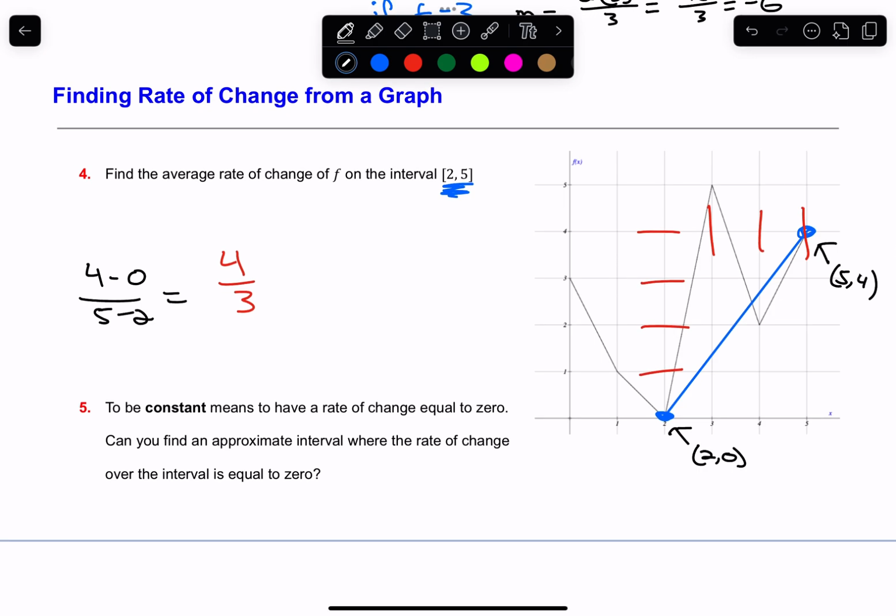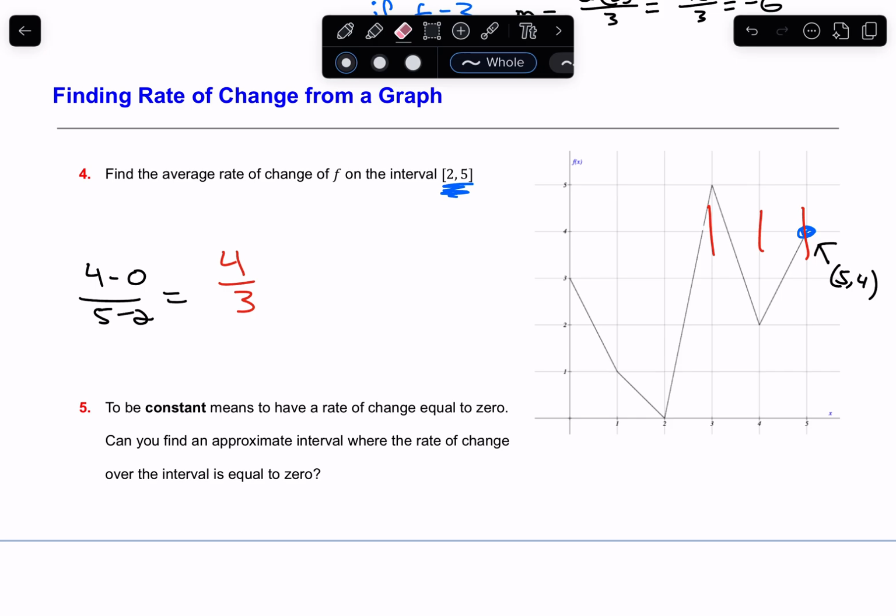All right, so now question 5 says to be constant means to have a rate of change equal to 0, meaning a slope between 2 points equal to 0. And so we want to find an approximate interval on this graph where we have an average rate of change of 0, meaning we have a constant rate of change. Or not a constant rate of change, but an average rate of change that results in being constant. So essentially, we want to find 2 points on this graph that have the same y value.